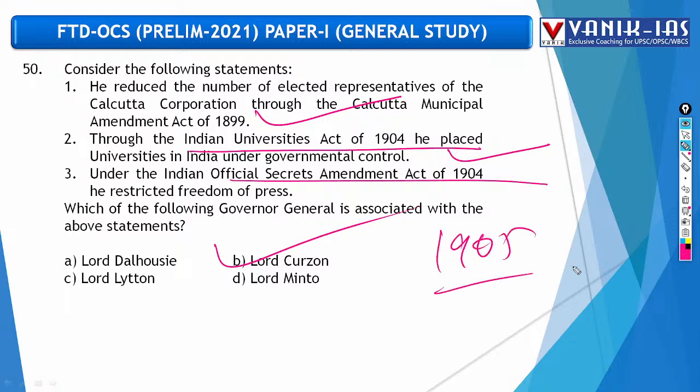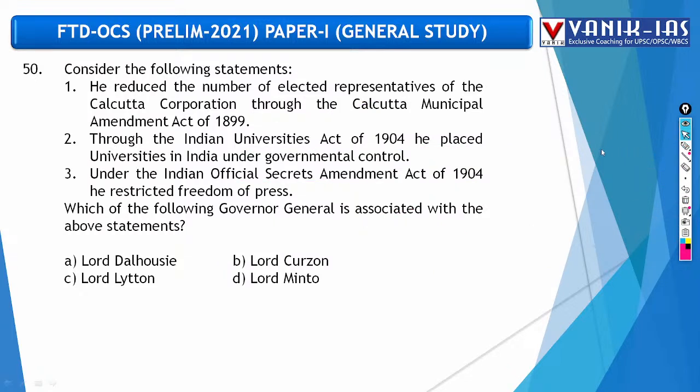He is also responsible for the Partition of Bengal, the 1899 Calcutta Municipality Act, and the Indian Universities Act, where he took control of the universities. The Official Secrets Amendment Act 1904 restricted the freedom of the press. These are all during the time of Lord Curzon. Okay. So 50 questions are already discussed. We'll take a break of 15 minutes. After 15 minutes, we'll start.